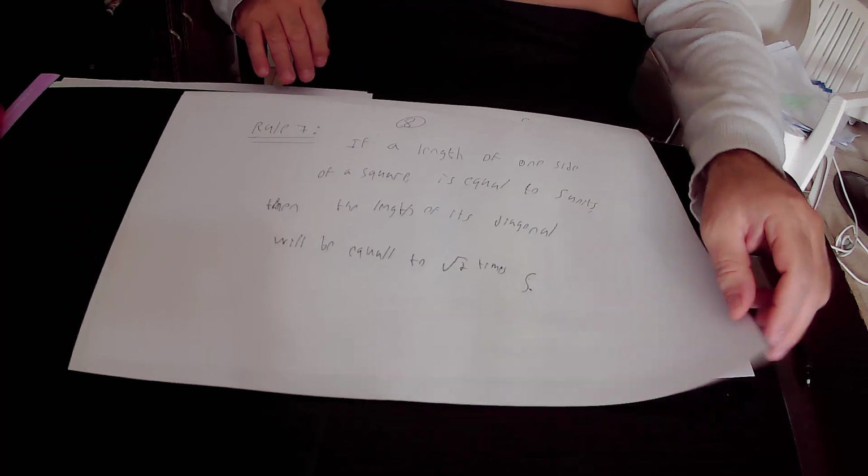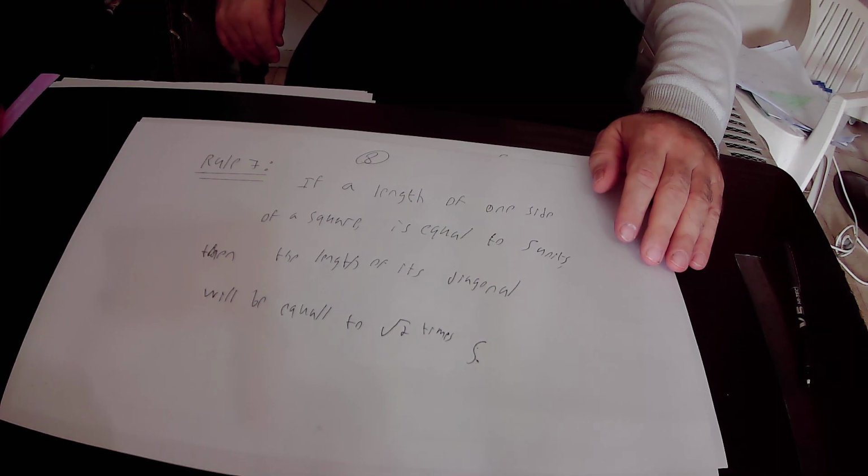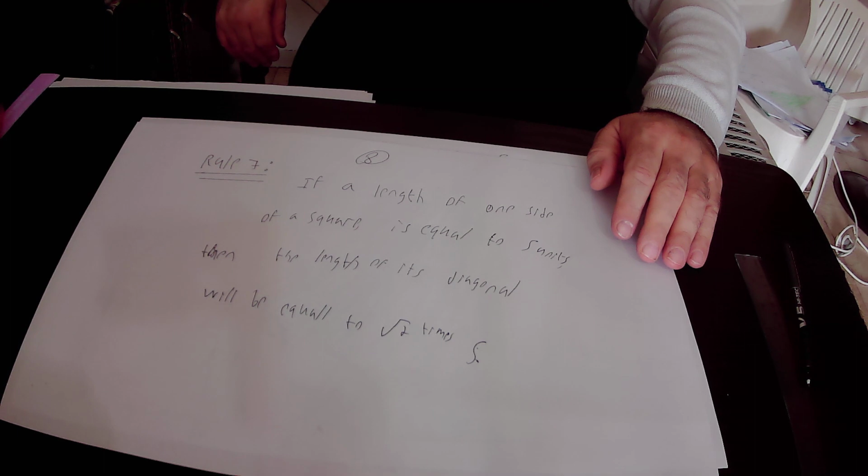Then I presented to you rule number 7. According to rule number 7, if the length of one side of a square is equal to S units, then the length of its diagonal will be equal to square root of 2 times S. I will repeat again. If the length of one side of a square is equal to S units, then the length of its diagonal will be equal to square root of 2 times S.